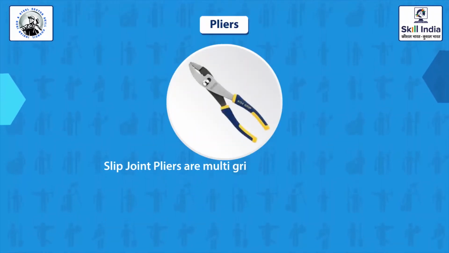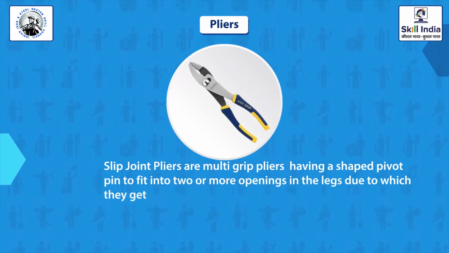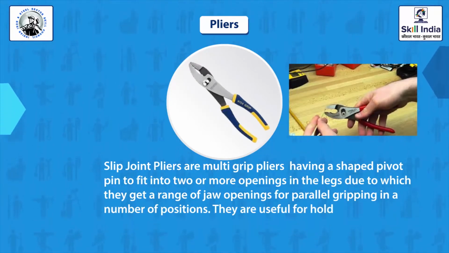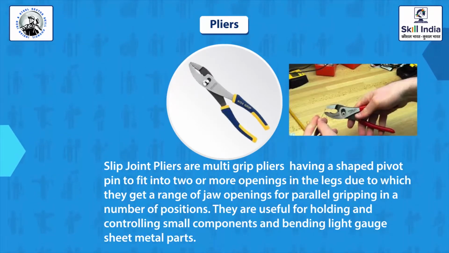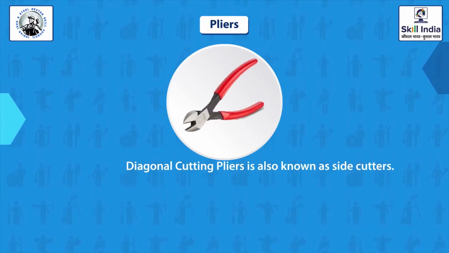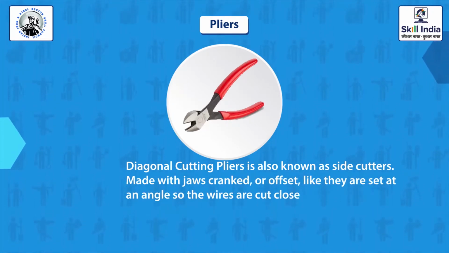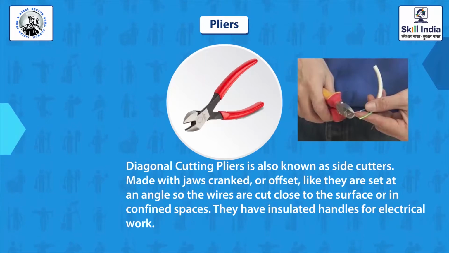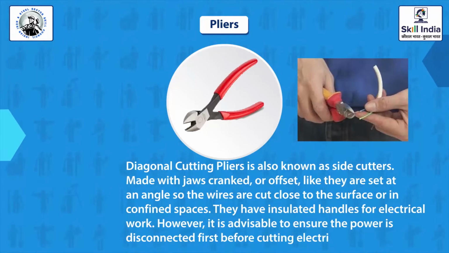Slip joint pliers are multi-grip pliers having a sharp pivot pin to fit into two or more openings in the legs, due to which they get a range of jaw openings for parallel gripping in a number of positions. They are useful for holding and controlling small components and bending light gauge sheet metal parts. Diagonal cutting pliers is also known as side cutters, made with jaws cranked or offset like they are set up on an angle so the wires are cut close to the surface or in confined spaces. They have insulated handles for electrical work. However, it is advisable to ensure the power is disconnected first before cutting electrical wires.